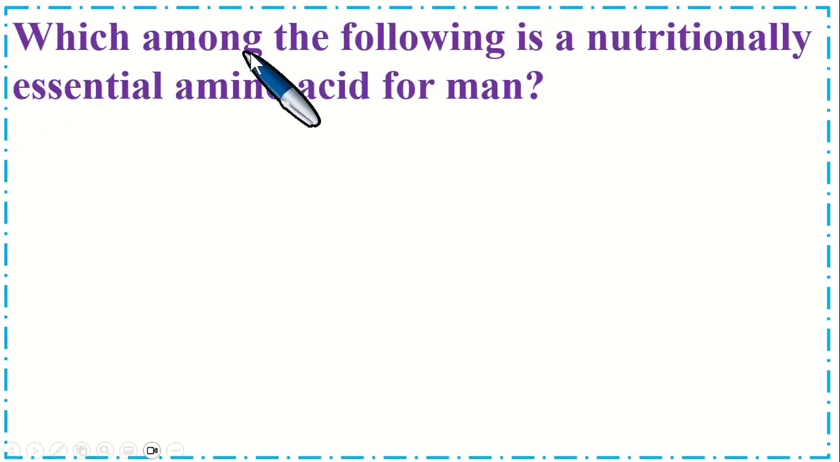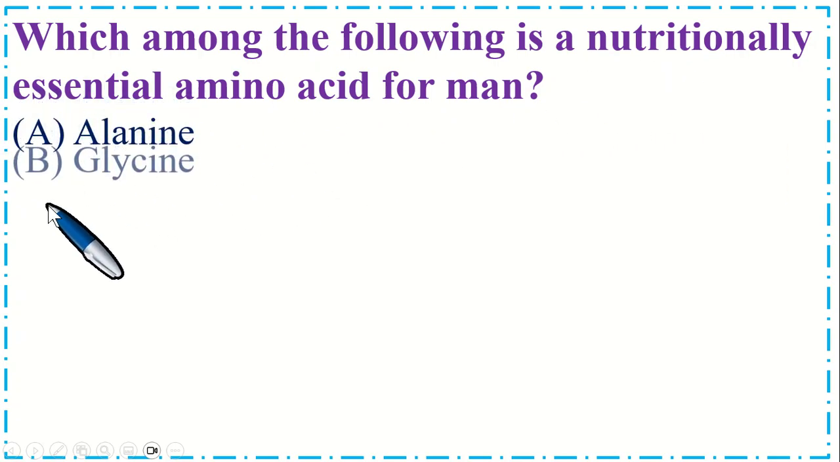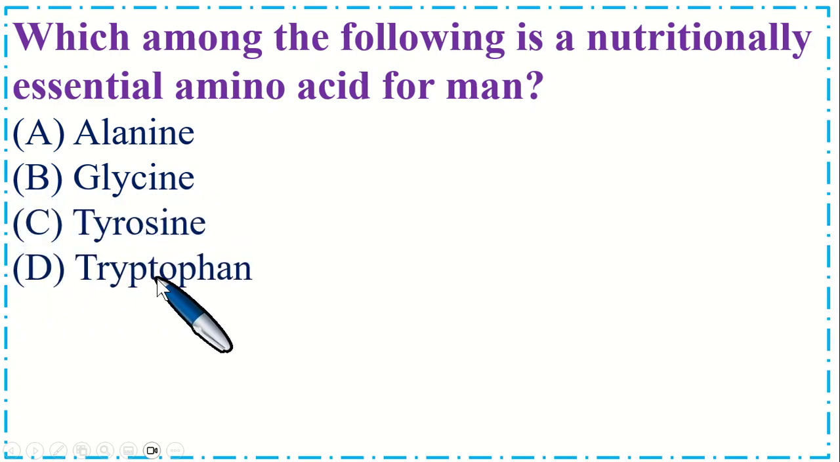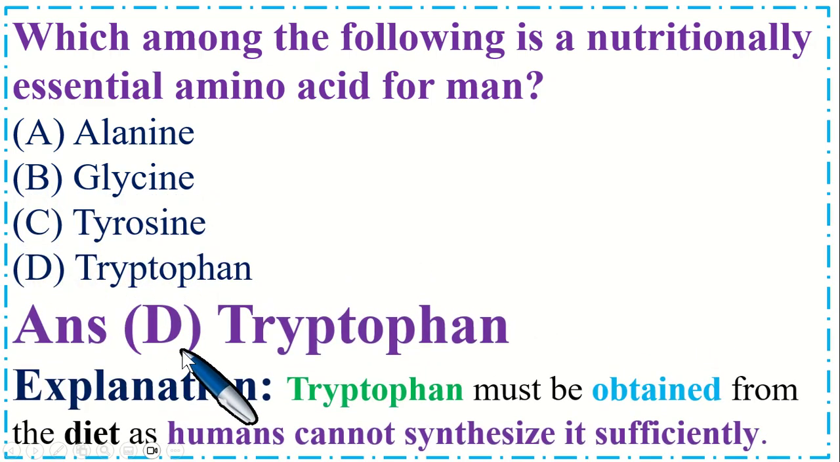Which among the following is a nutritionally essential amino acid for men? Option A alanine, B glycine, C tyrosine, and option D tryptophan. So the correct option is D, tryptophan. Tryptophan must be obtained from the diet, as humans cannot synthesize it sufficiently.